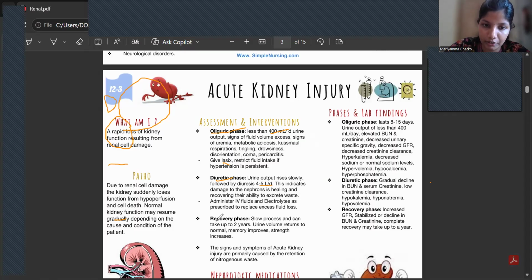Then regarding the recovery phase. Recovery phase is a slow process. It takes up to 2 years. In the recovery phase, the urine volume becomes normal.